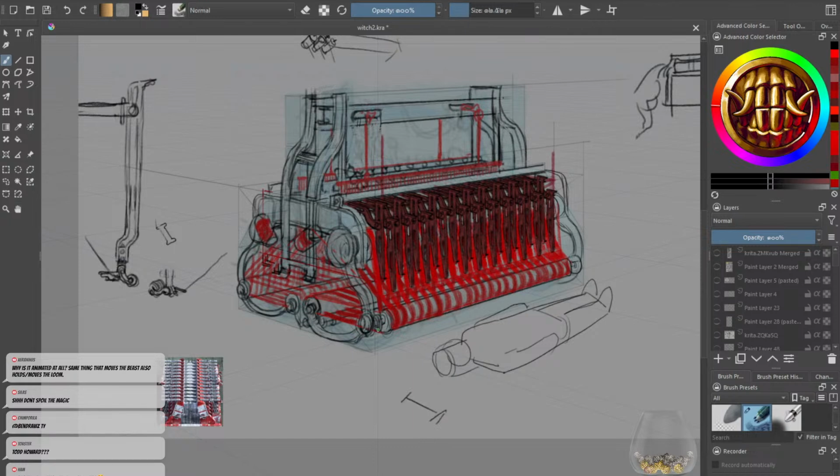Why is it animated at all? Same thing that moves the beast also moves the loom. Yeah, magic, magic. It moves with magic. I mean, it's gonna have legs.